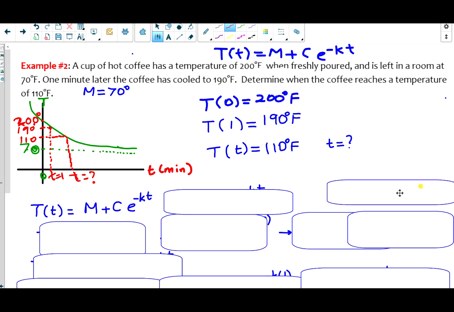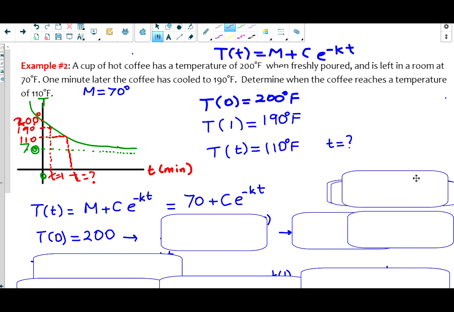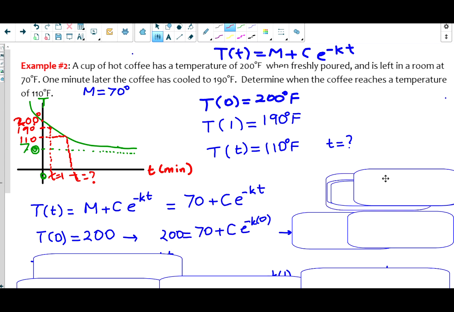And I have 70 plus c times e to the negative kt. And using the first equation, when time equals 0, plug in 0 in here, this whole thing will be 1. So you're going to have c times 1. And set the entire equation equal to 200. So T of 0 is 200. That basically means plug in 0 for time and set the whole thing equal to 200.